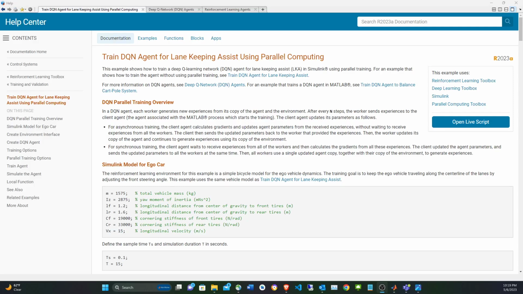Hi, in this video I'm going to show how to train a reinforcement learning DQN agent to keep a vehicle in its lane using a Simulink model and parallel computing.